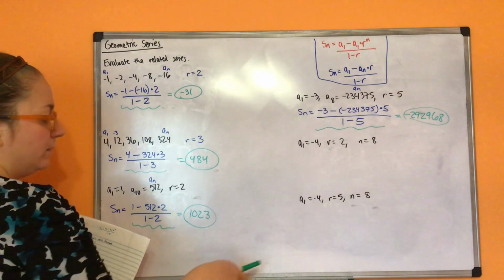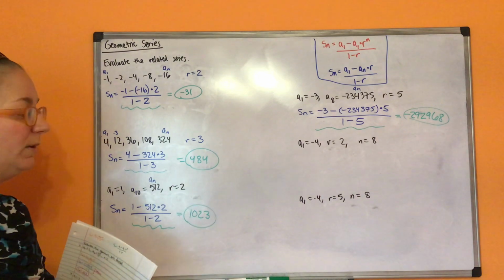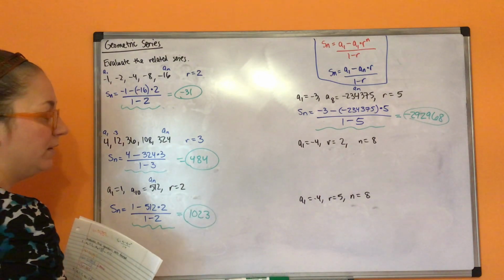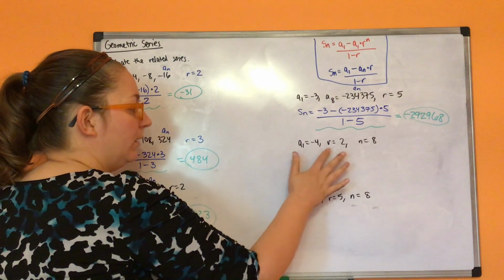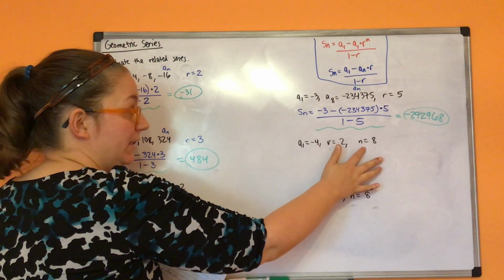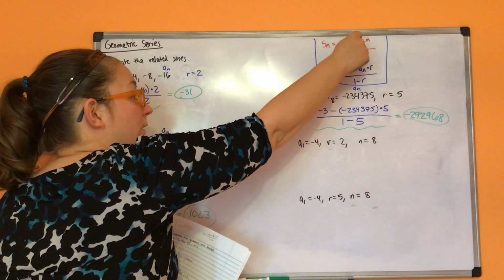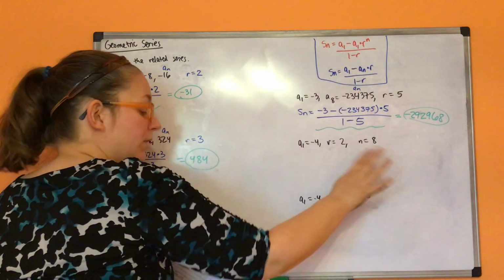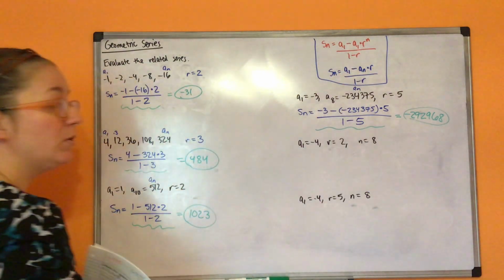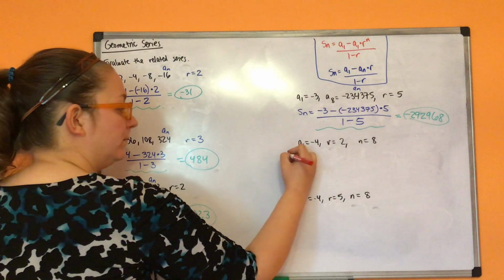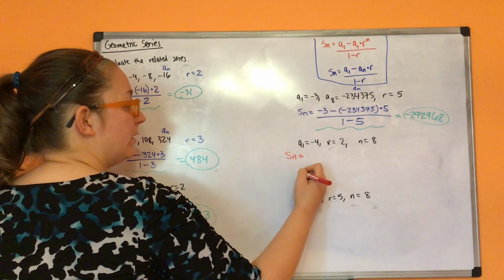The last two. We've been using the blue formula every time, but if you notice here, they've given us A1, R, and N. They haven't given us AN. The red formula, however, can use A1, R, and N. So it uses all the ingredients we've been given. So we use that red formula for the last two. We just put things where they go.